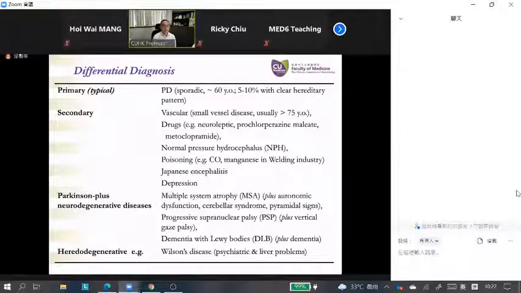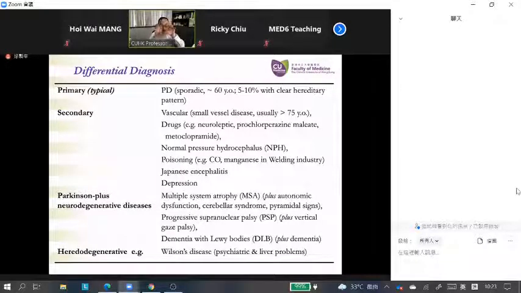There are neurodegenerative diseases that are more extensive than Parkinson's disease. We call them Parkinson plus syndromes, such as multiple system atrophy, which is Parkinsonism plus autonomic dysfunction, cerebellar syndrome, or pyramidal signs with brisk reflexes and upgoing plantar. There's also a plus of impaired vertical gaze.